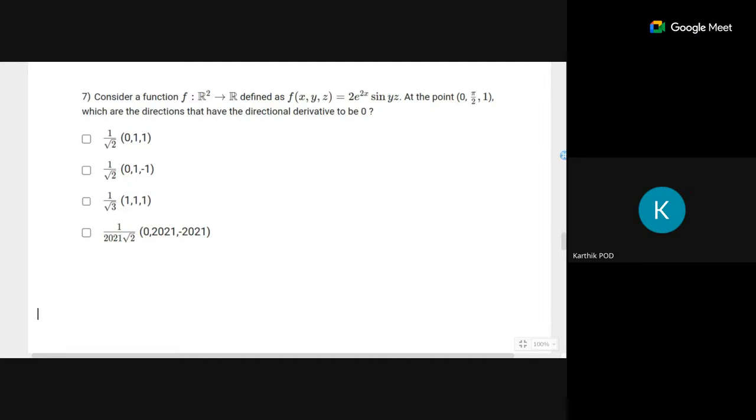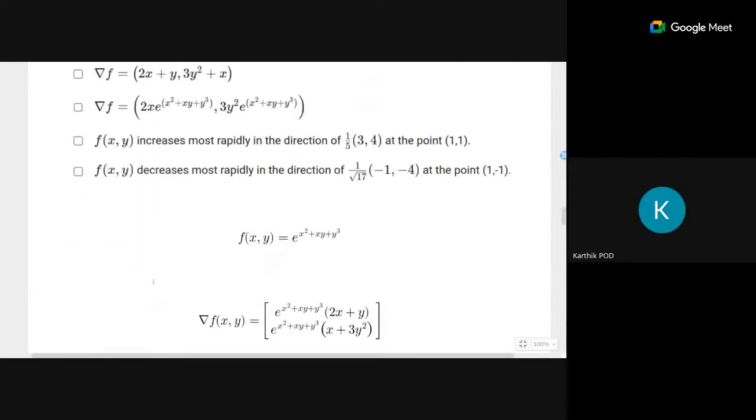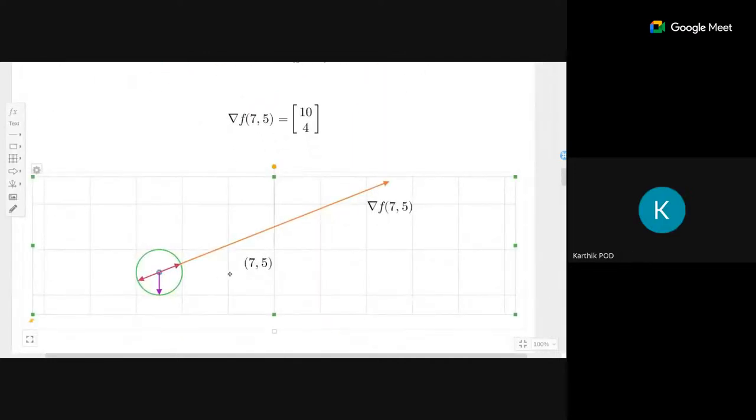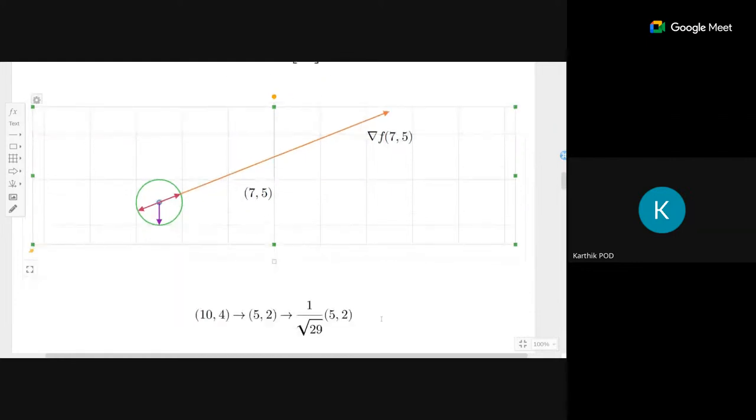Okay, so what is the procedure to solve this? That theta we have to make zero, right? We will take 90 degrees, like orthogonal, something like that. So we have to look at the direction which is orthogonal to the gradient, so that the dot product is zero. Correct. In the earlier question we didn't do that, so let's do that.